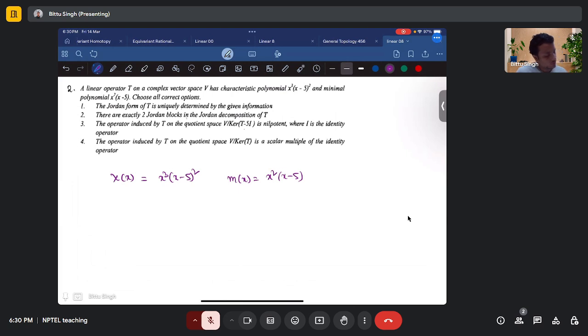Jordan form of T. Okay, let us look at what the possibilities of Jordan forms are. T is uniquely determined by the given information. The dimension of the vector space is not given. Oh, it is given actually. So it is 5. The dimension of V is 5.